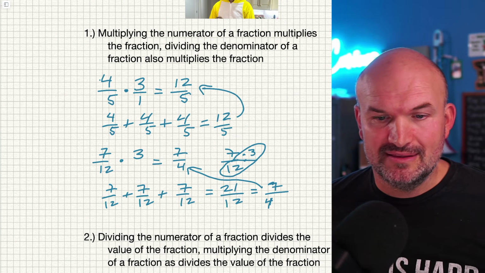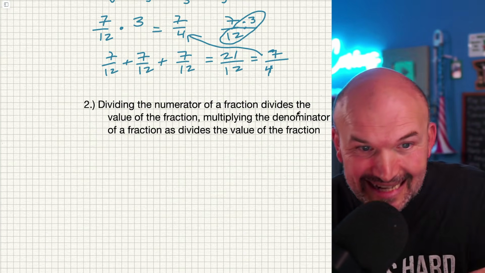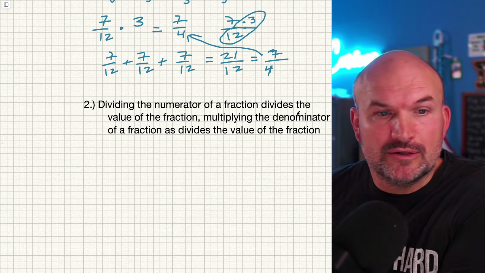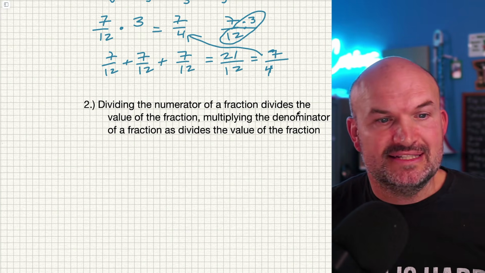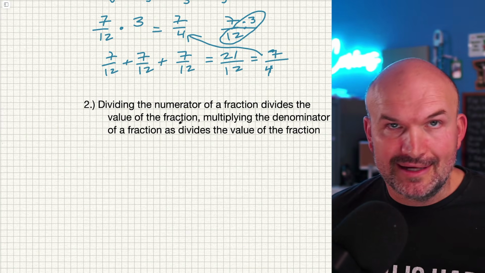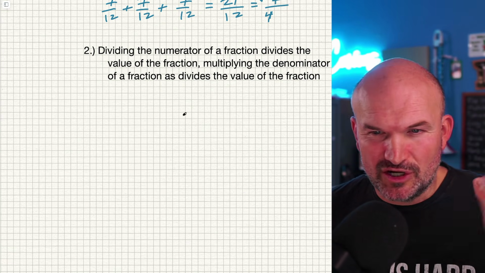Now let's take a look at the next rule. Dividing the numerator of a fraction divides the fraction, right? That means it breaks it up into equal groups. Whereas multiplying the denominator of a fraction also divides the value of the fraction. So again, I think we just need to work through some numbers to really understand what's going on here.